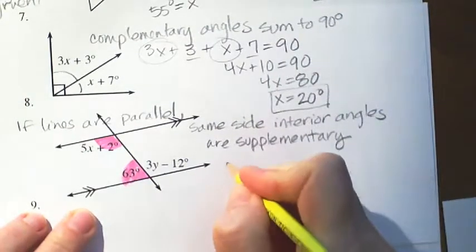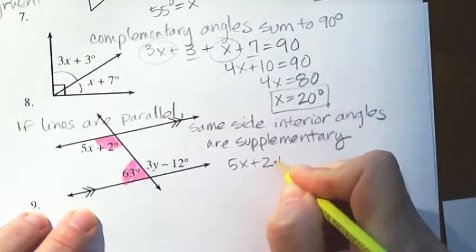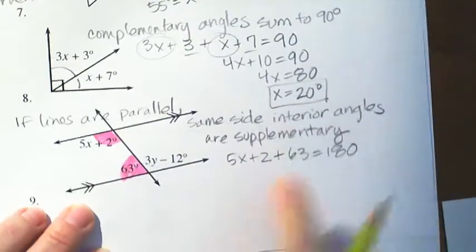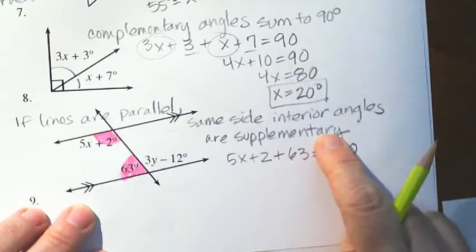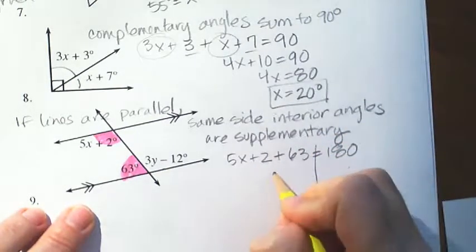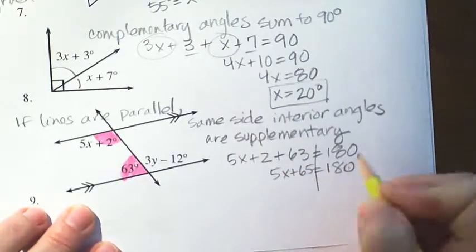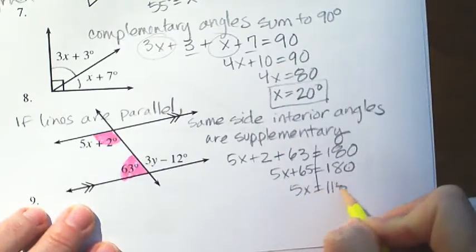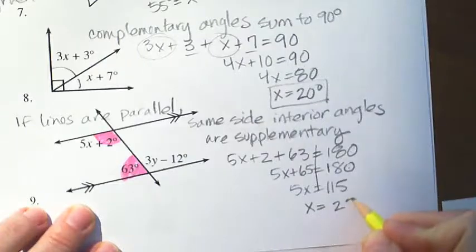Okay, so we've got 5x plus 2 added to 63 to give me 180. Now if you skip over this part, you're probably going to get this wrong. So don't skip the relationship. Combine like terms, we get 5x plus 65 equals 180. Subtract 65 from each side to give me 115. Divide by 5, I'm going to get 23.